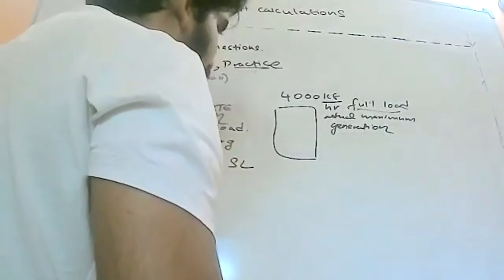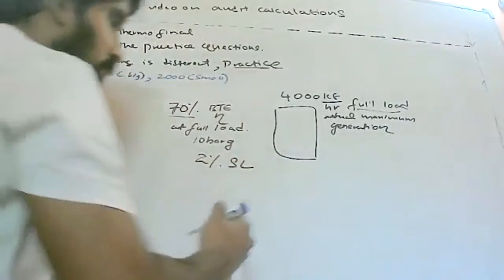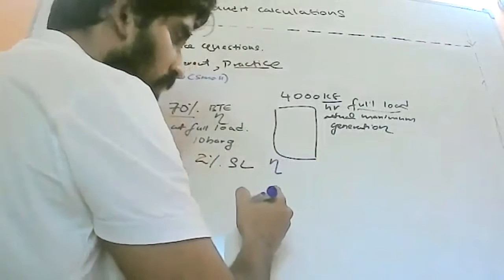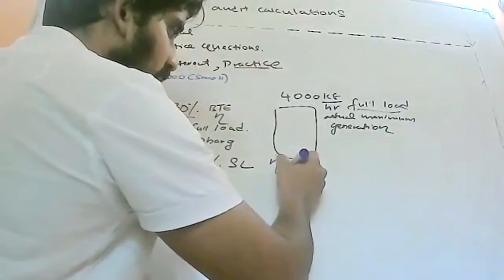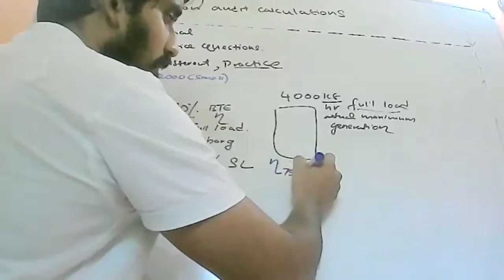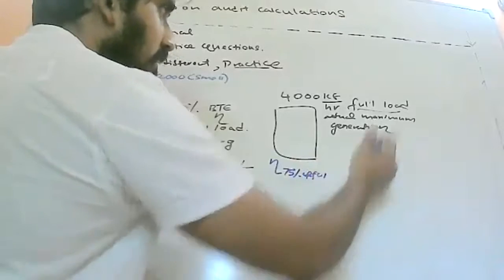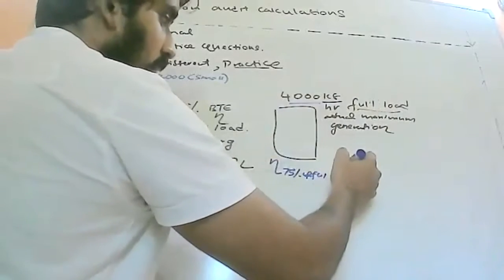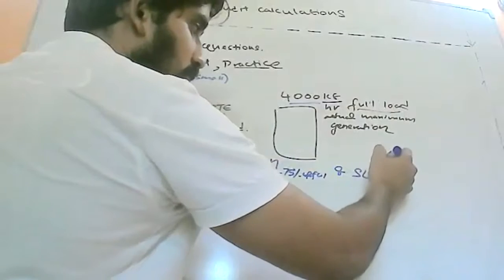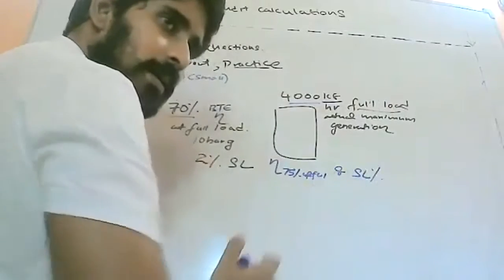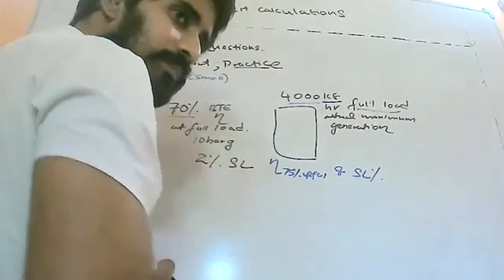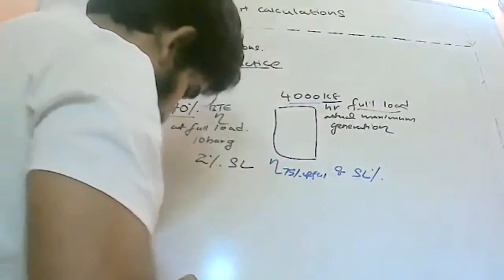So we have to calculate the boiler thermal efficiency when it is running at 75% of full load. That means 75% of this value. And the surface loss percentage at that particular time. So that is the problem. Now let's see how to solve it.